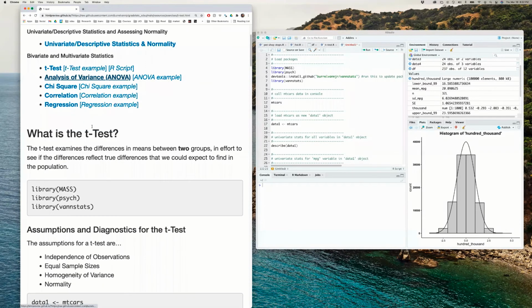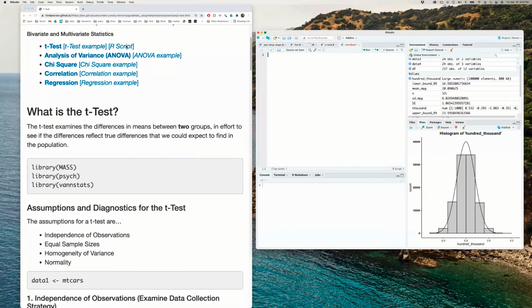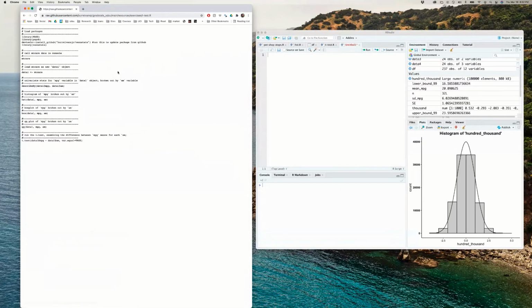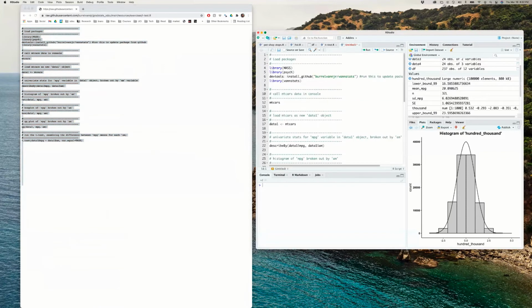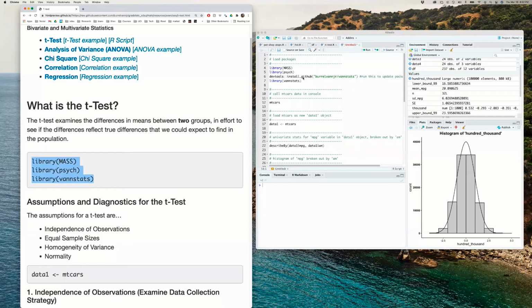So what's the t-test? The t-test examines differences between two groups, the differences in means between two groups, in an effort to see if the differences reflect true differences that we would expect to find in the population. So I'm going to actually just copy and paste all of the R script into my window here. Go back. So I have loading the libraries, right? Loading the packages. I have those here listed in my window.